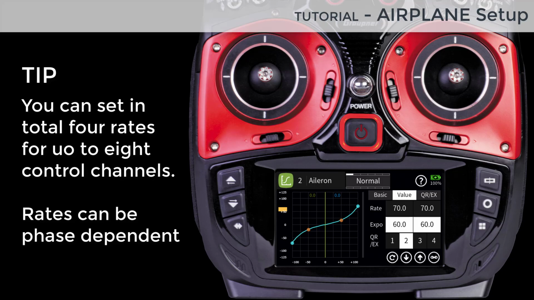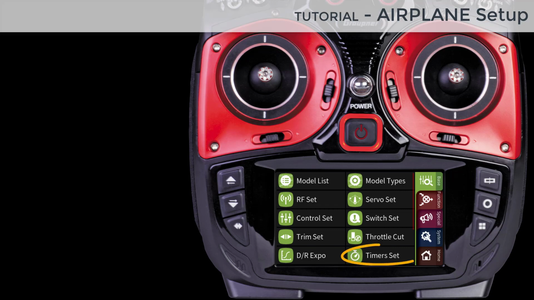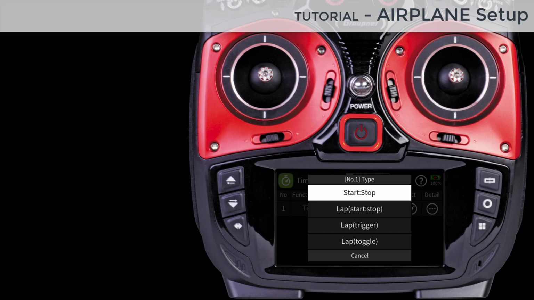Next, we set up our flight timer. Return to the base menu. Tap on the Timer Set menu to enter the timer menu. You can have, in total, 6 different timers. To add a timer, tap on the plus sign and select the timer type. In this case, we will use a start and stop timer.